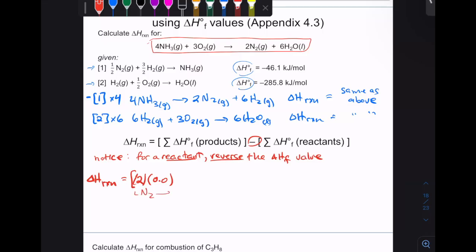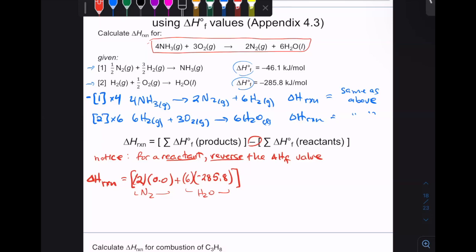So I'm going to put it in here so you can see everything. And we're going to add to that the component coming from the other product, which is H2O. We have 6 moles of H2O. That's H2O liquid. And we have the delta H of formation up there for H2O liquid. That's negative 285.8. All right, and that's everything. That's the products, the sum of the delta H of formation of the products.